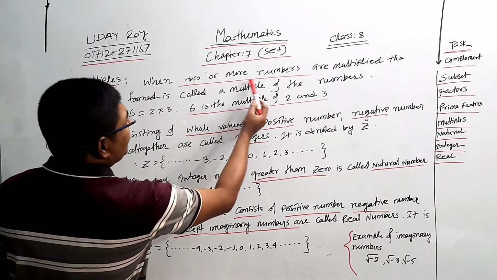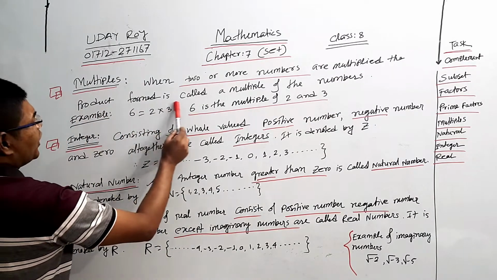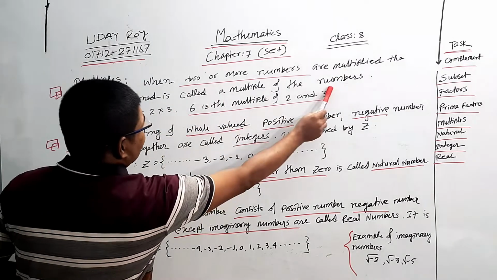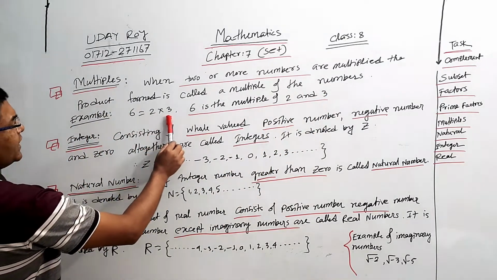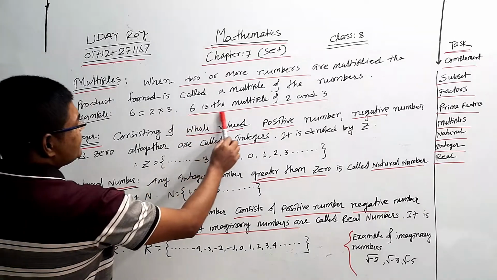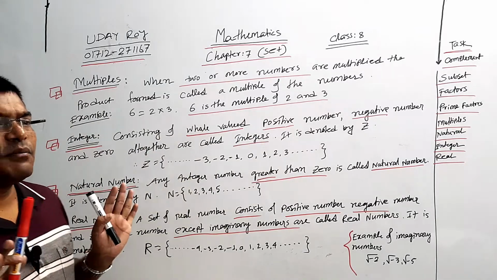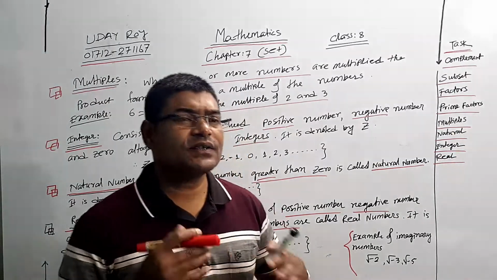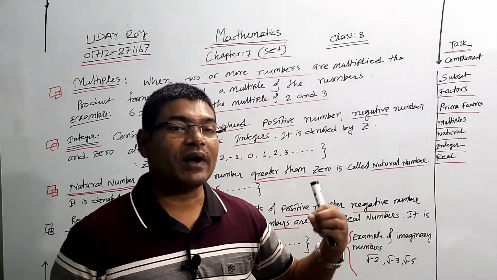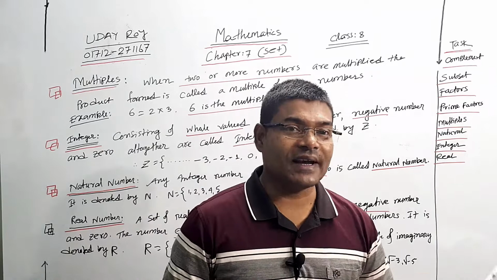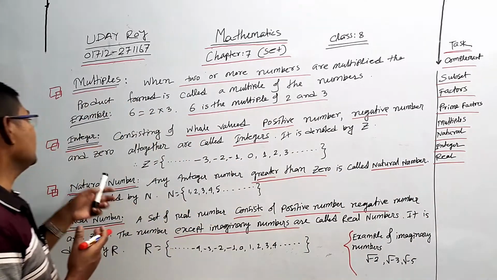When two or more numbers are multiplied, the product formed is called a multiple of the numbers. Here you can see 6 equals 2 into 3. Therefore, 6 is a multiple of 2 and 3. So 10 equals 2 into 5. Therefore, 10 is a multiple of 2 and 5. The same way, we have already done the multiples. Now we have to know the integer.